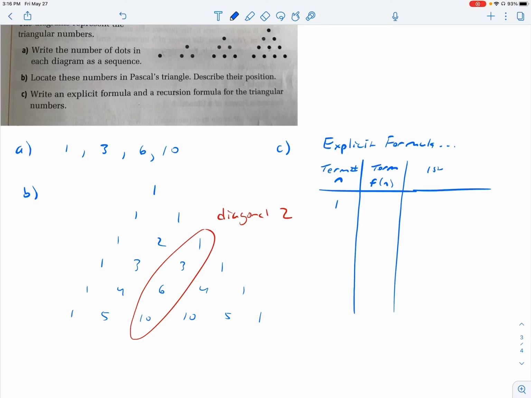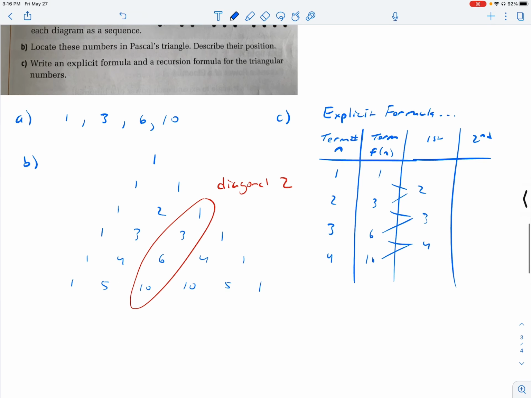So term 1, 2, 3, and 4. Our term values were 1, 3, 6, and 10. Those are the numbers from the sequence. Taking our finite differences, we would have 2, 3, and 4. Those are nice numbers. Taking the second differences, it's pretty obvious. We get 1 and 1.